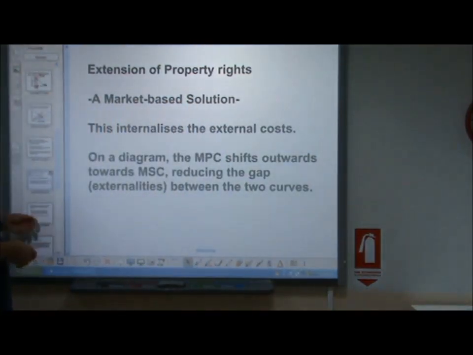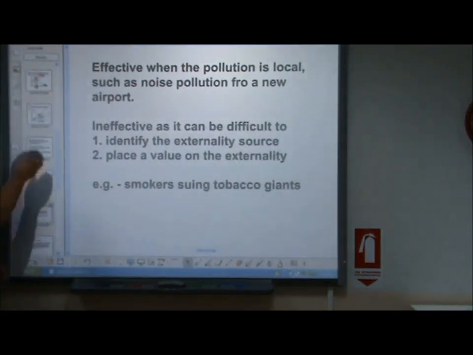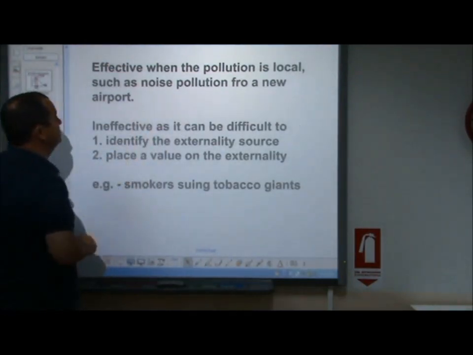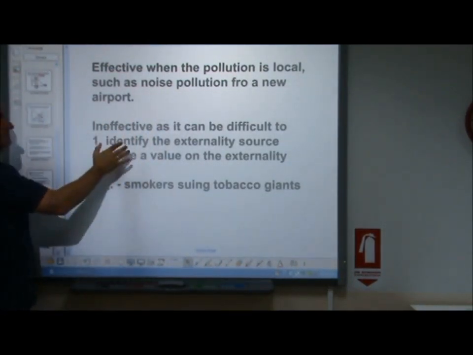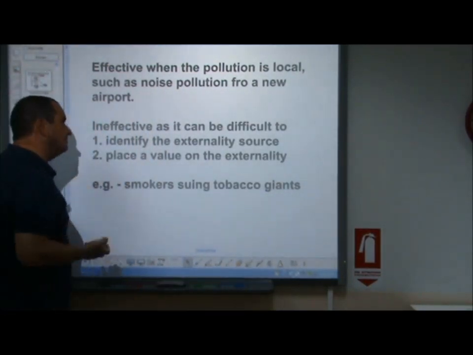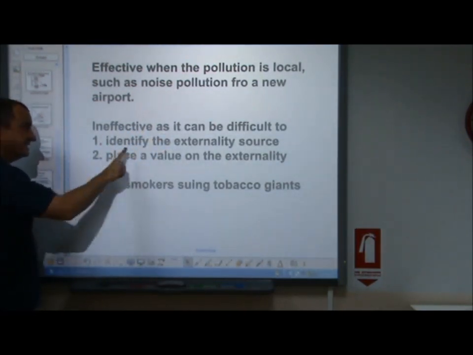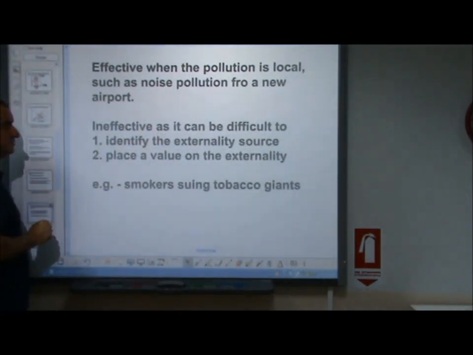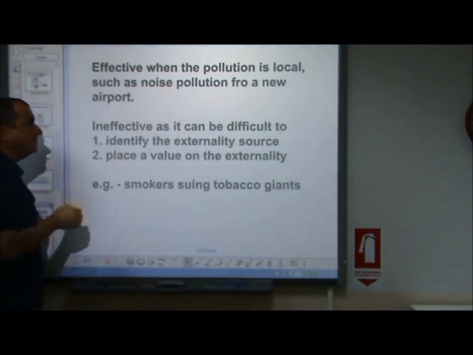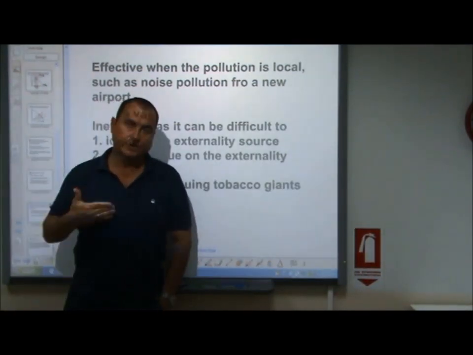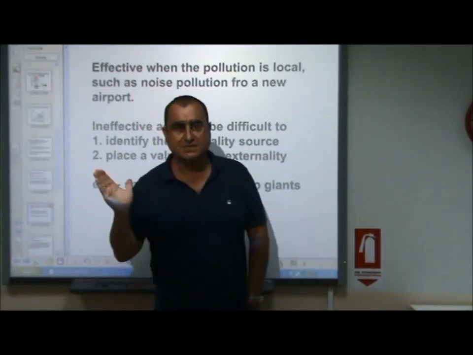So it can be effective when the pollution is local, such as noise pollution from a new airport, but it will be ineffective very often. It's not a very commonly used one. It can be ineffective as it can be difficult to identify the externality source and place a value on the externality. You see, if there's any doubt about who is the polluter, this system breaks down.